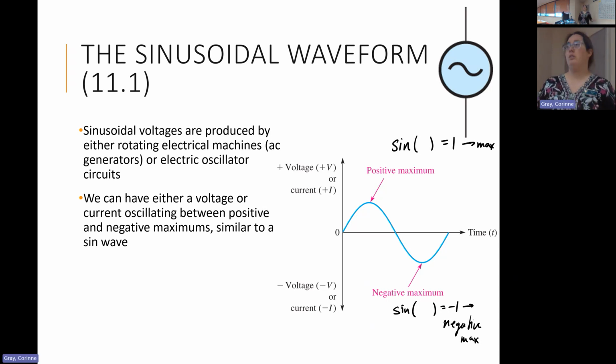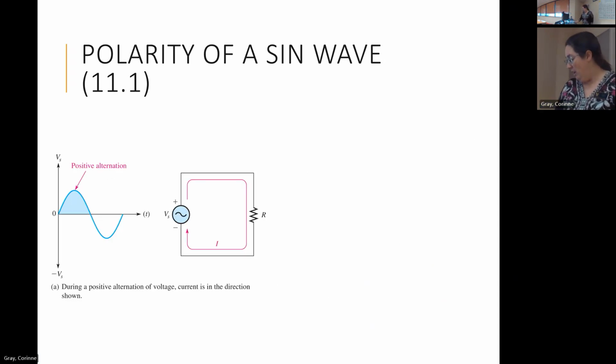So sine of 0 is 0, sine of 180 is 0, and so forth. When we are looking at the positive value, this is everything above our x value here. This is the situation where we are assuming our current is going in the clockwise direction. So the positive end is on top. We're following our conventional current, and it's going to go through and go into the negative. The fact that we are in the positive sign area is telling us the direction.